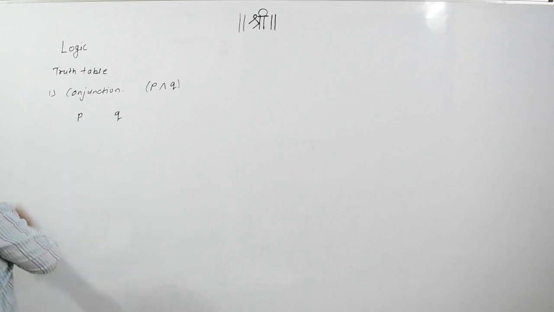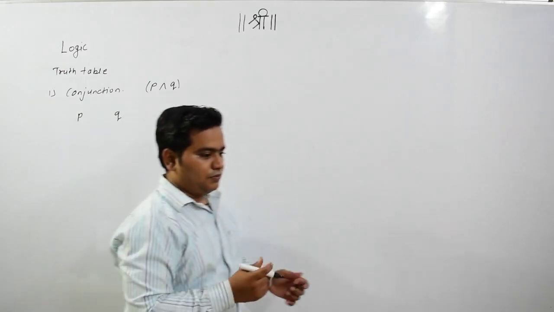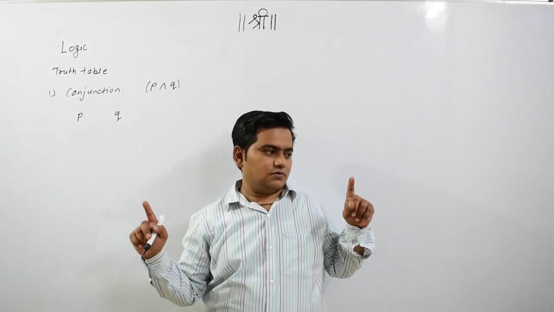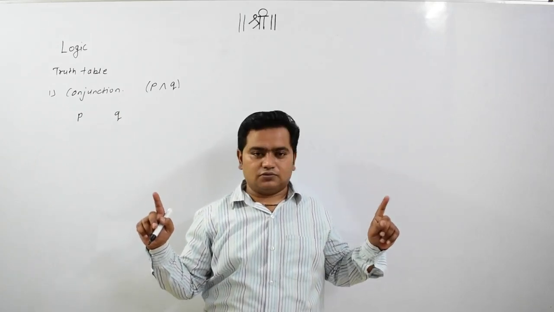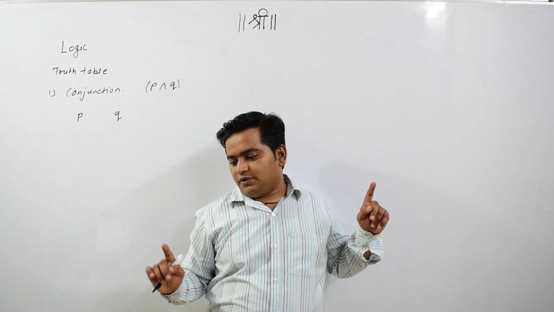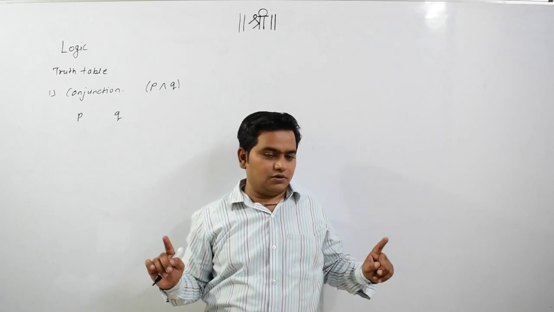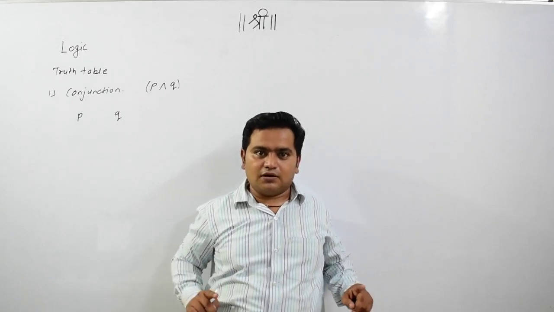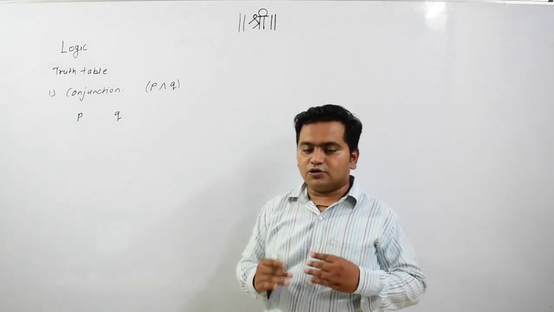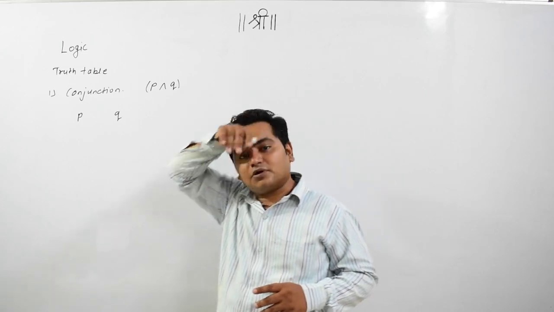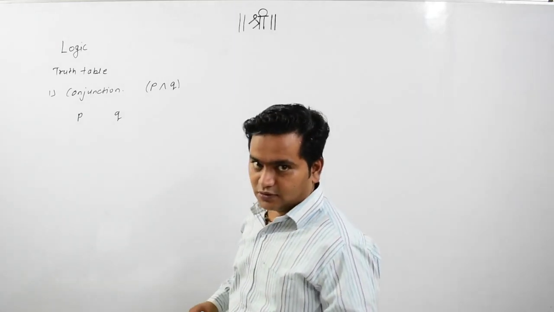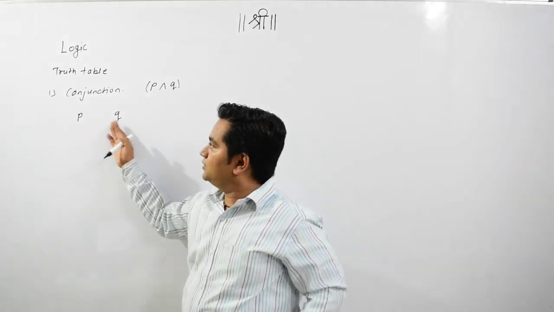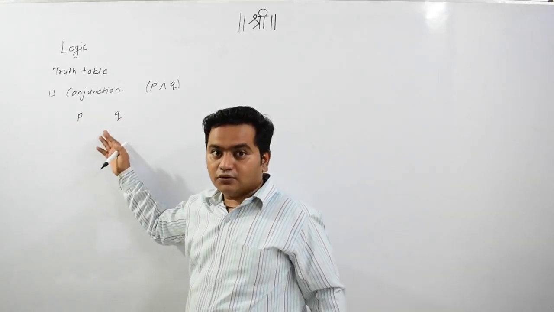So how many possible values are possible for P and Q? The first is: if statement P is true and Q statement is true. Then P is false, Q is true. Both are false, and both are true. In this way we need to manage how many possible combinations there are. So we need to find the possible combinations within these two quantities, how they can be arranged.